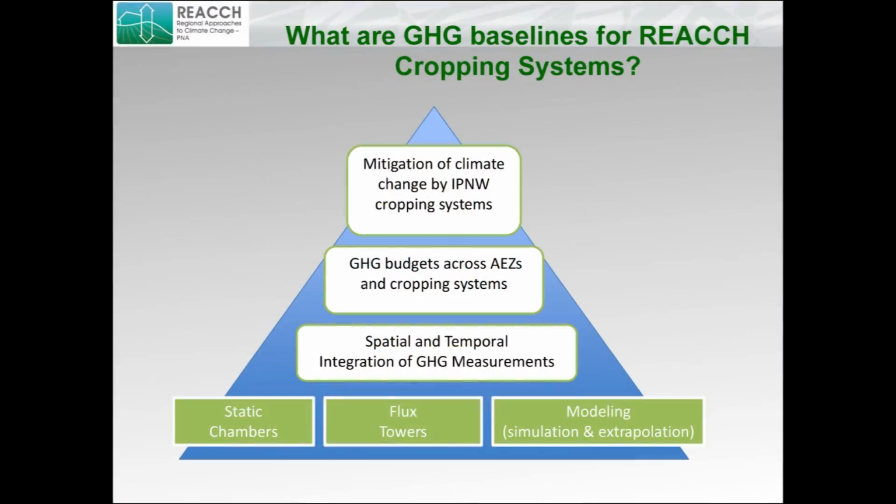But in order to realize the potential of cropping systems to sequester greenhouse gases, we need to compile greenhouse gas budgets across the region. To do that, we need spatial and temporal integration of the greenhouse gas measurements. This in turn rests upon the measurements from the static chambers, from the flux towers, and then the simulation and extrapolation, or the integration, through the CropSyst model.